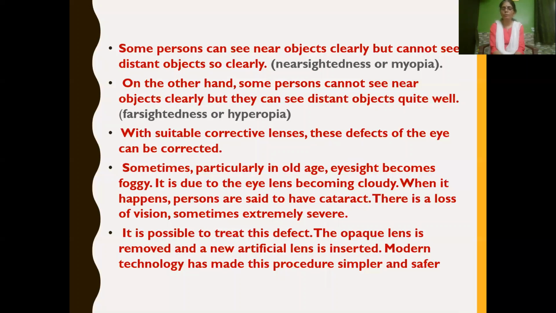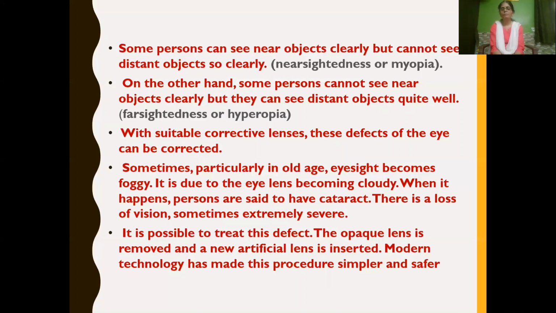And what is hyperopia? Hyperopia is otherwise called farsightedness. Persons cannot see the near objects clearly, but they can see the distant objects. So with suitable corrective lenses, these defects of the eyes can be corrected. Usually this farsightedness comes as age goes, that is, in aged people.